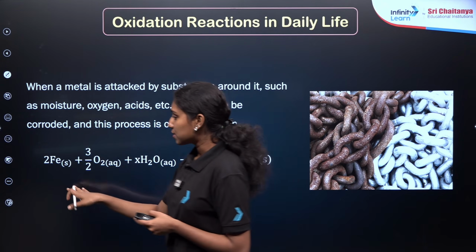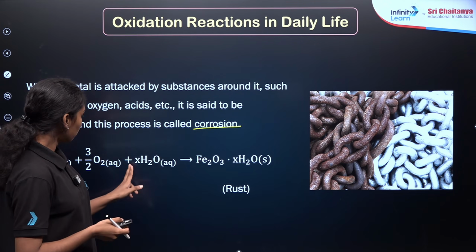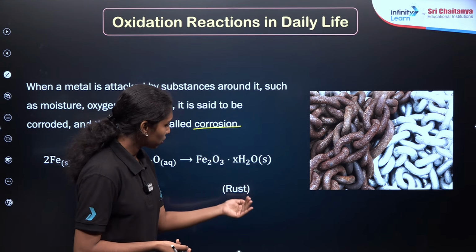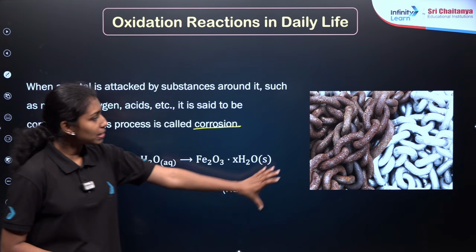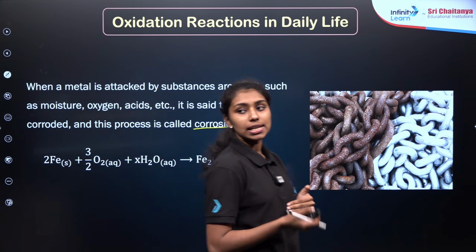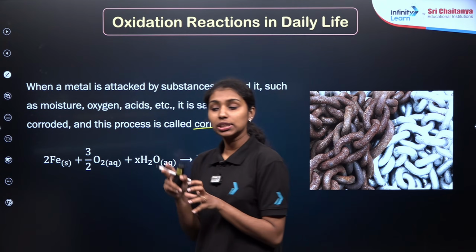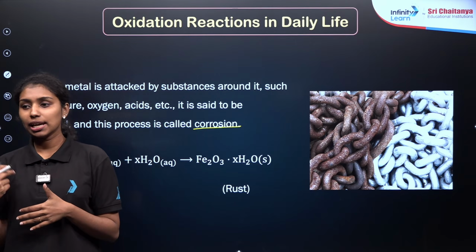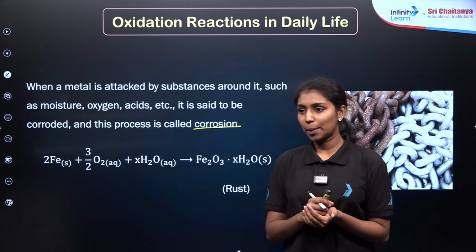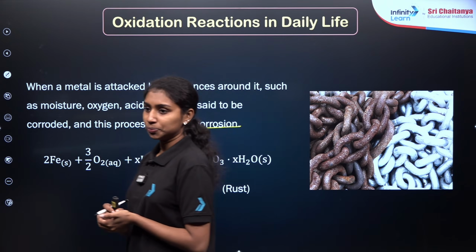In terms of an equation, we can write it as 2Fe plus 3/2 O2 plus XH2O. It will be different molecules. So it will be forming Fe2O3·XH2O. This is known as rust, which is seen in the form of a brown color. Clear? This is known as the rusting of iron. This is a common example for the corrosion we have studied. So is there any other example for corrosion? I think we have already studied it in the third chapter also, right? Metals and non-metals.